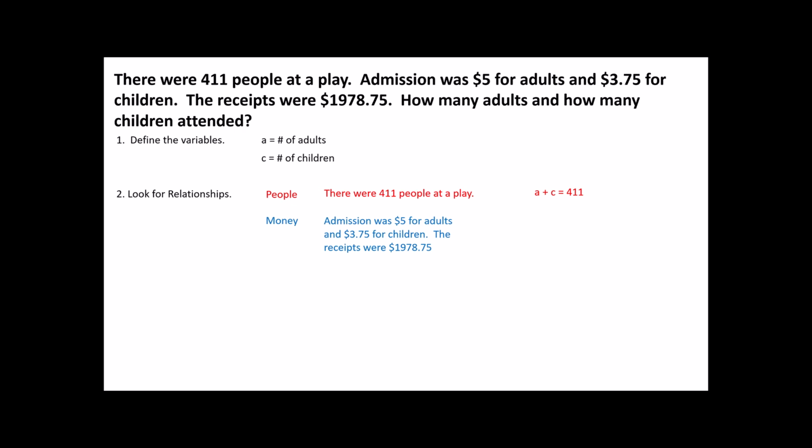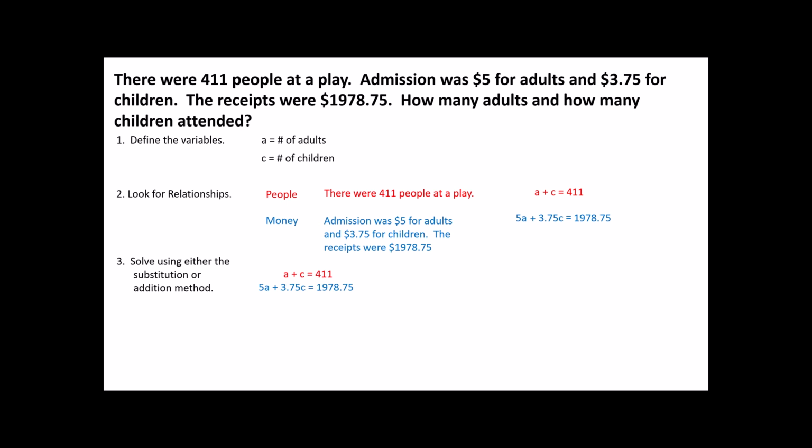Notice admission's $5 for adults and $3.75 for children. The receipts were $1,978.75. If we think of the $1,978.75 being the total amount of money, we bring in $5 for every adult, and we bring in $3.75 for every child, giving us a total of $1,978.75. Once again, that is your system.